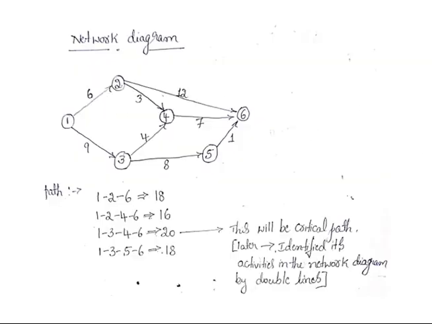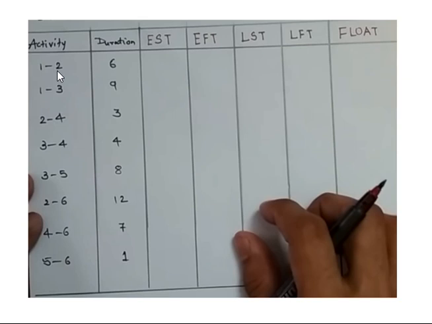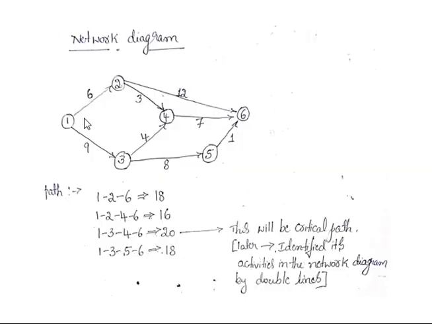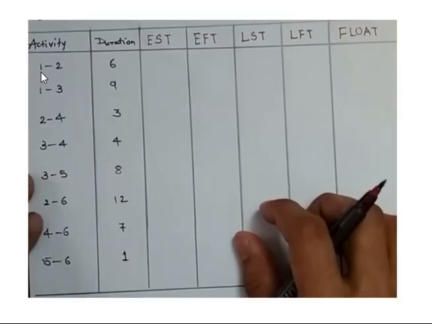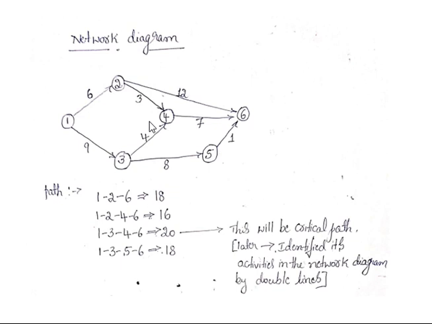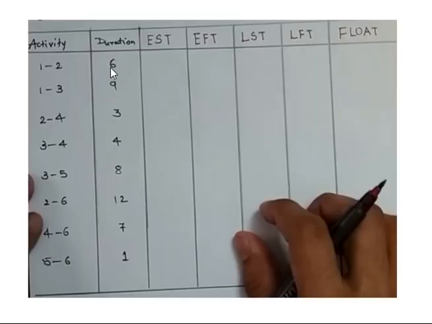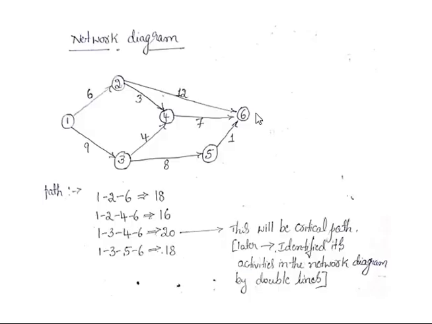Based on the question, we have constructed the network diagram. If you are observing, we have node 1 and the last node is 6. The first node is node 1, the last node is 6, and 1 to 2 is an activity, 1 to 3 is an activity, 2 to 4 is an activity, 3 to 4 is an activity. Based on that we have constructed it, and these are the time durations that have been represented exactly at the center of the activity.